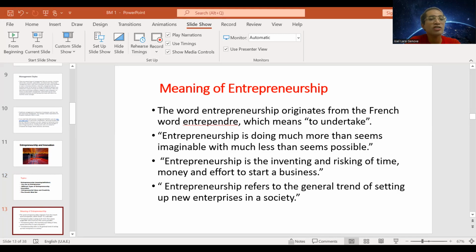What do you think is the difference between an entrepreneur and a businessman? Okay, that's actually valid. It's comparable, right? But there would be tasks that are similar. What about you, Marie, Cecilia? What do you think is the difference between an entrepreneur and a businessman?